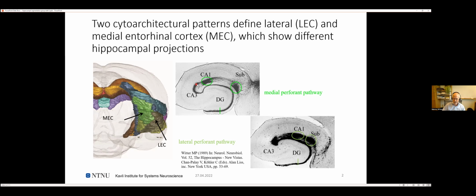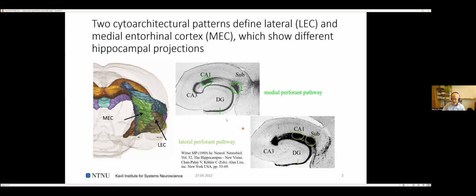into CA3. Then there's a little gap of passing fibers. There's a very dense terminal plexus here in CA1, and there's a very dense plexus here in subiculum. And again, there are a lot of passing fibers in between. If you compare this pattern with what you see if you do exactly the same experiment, so you label the axons that come out of the lateral entorhinal cortex, you see, first of all, that this dense terminal field in dentate gyrus, CA3 and CA2 has switched location.